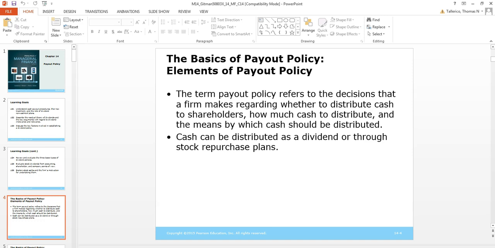So good morning, everybody. I've moved on to chapter 14, and the main topic is payout policy. What payout policy refers to is how you are going to distribute cash. Are you going to distribute dividends to the stockholders, or are you going to repurchase stocks and pay people for stocks that they own, and you're going to repurchase them at a special price?